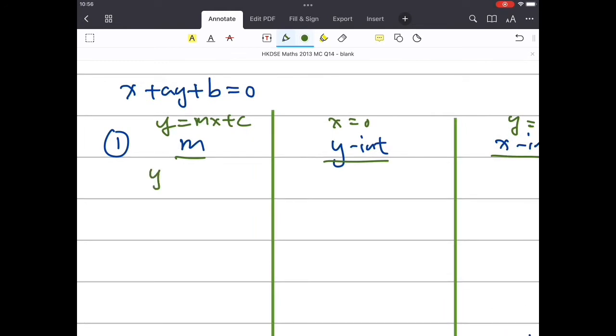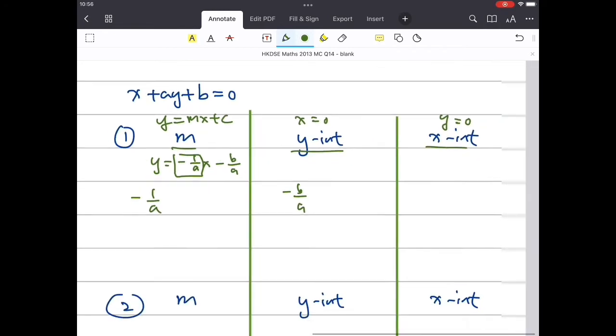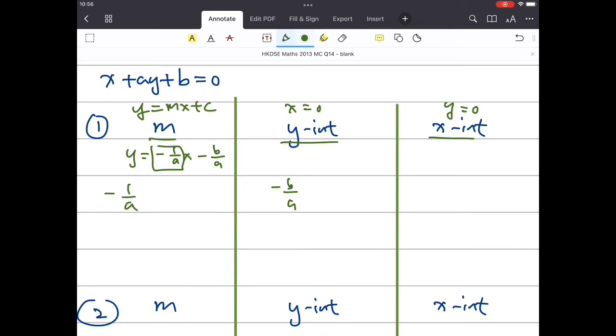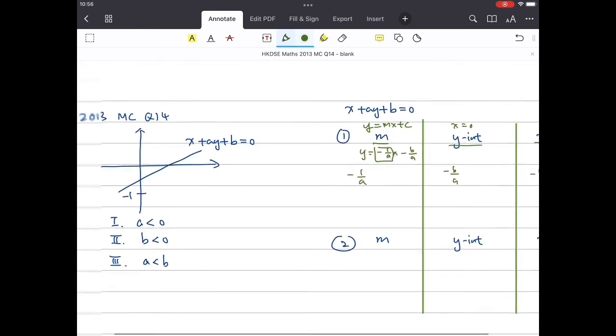From the given equation, we now make y the subject. It is as shown here. The coefficient of x, which is negative 1 over a, is the slope. And then we find the y-intercept, which is negative b over a, and the x-intercept is negative b. From the equation we know this, and then we move on to look at the graph.